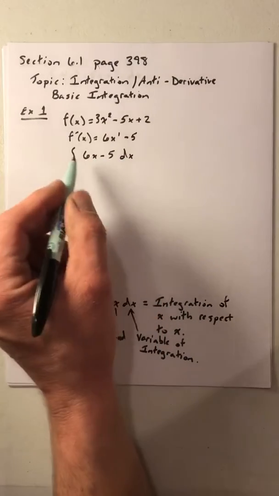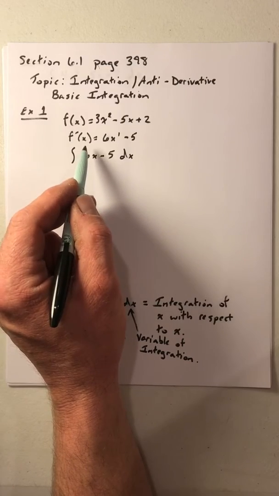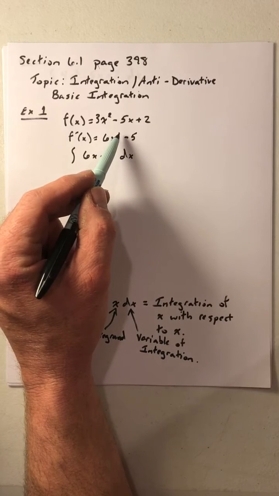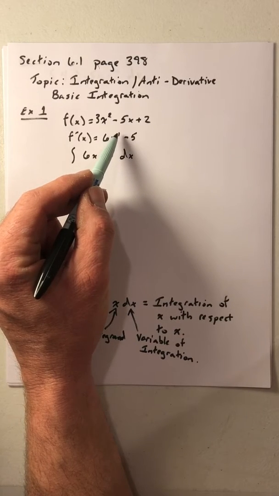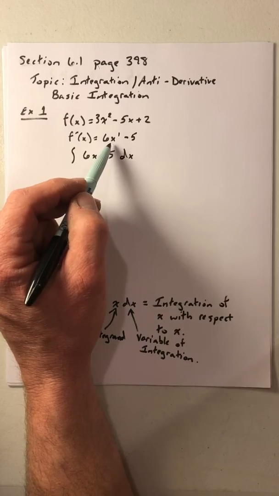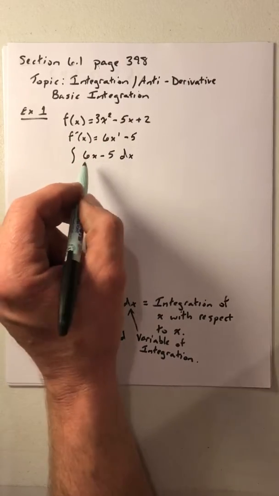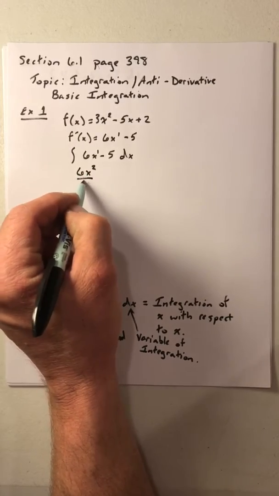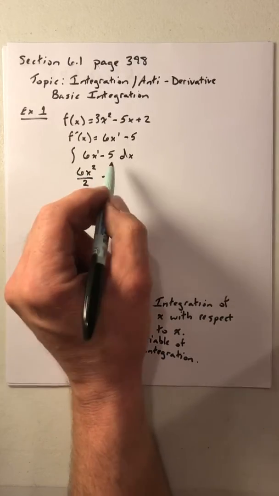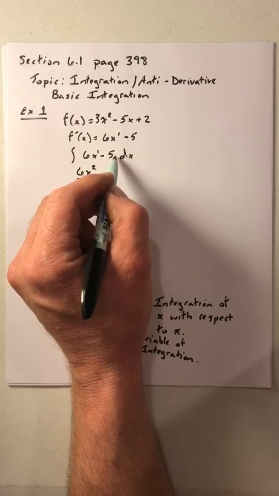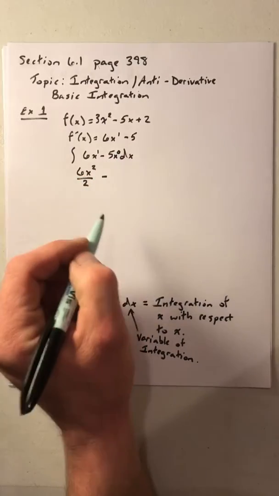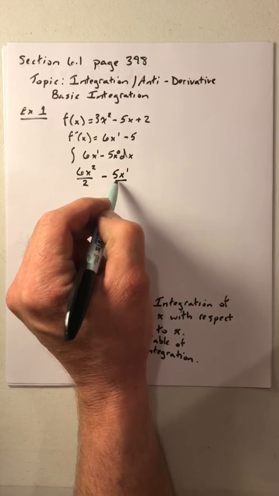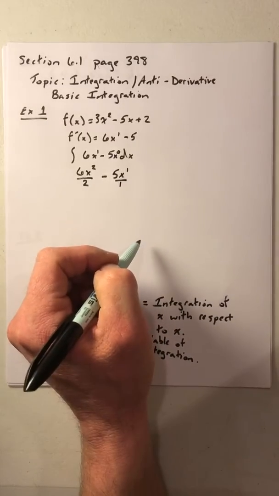To integrate, we're going to undo what we did to find the derivative. So to undo, we're going to increase the exponent by 1 and then divide by that new exponent. So the integration of 6x to the first would be 6x to the second divided by 2, minus the integration of 5. We can write that 5 as 5x to the 0. Increasing the exponent by 1, we get 5x to the first divided by that new exponent, which is 1.